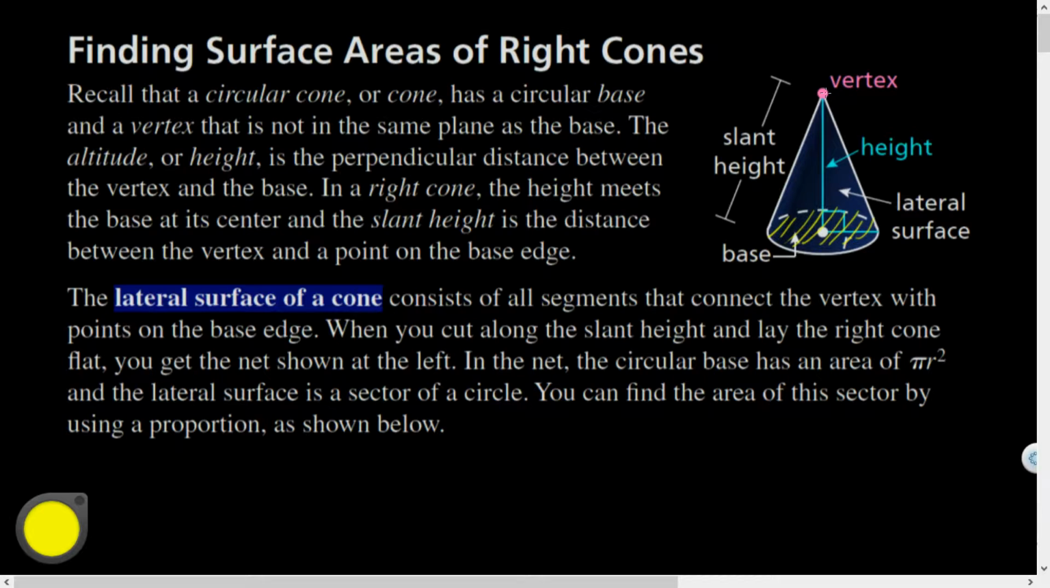Slant height would be the distance from the vertex traveling along the edge of the cone to any point on the circular base's edge. And height would be right from the vertex perpendicular to the plane that the base is on. This side surface would be referred to as the lateral surface. If I say lateral area, I would be referring to everything except the base. And we've got some interesting stuff here regarding surface area.